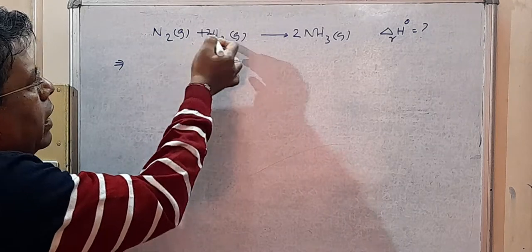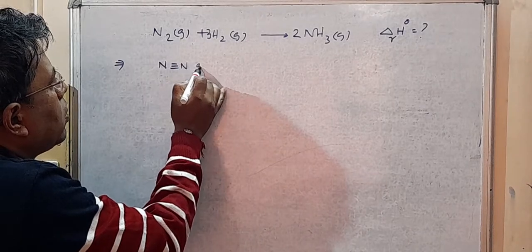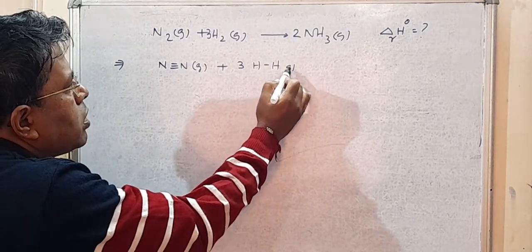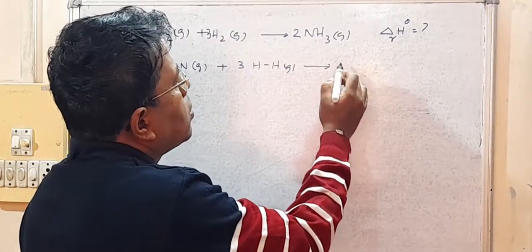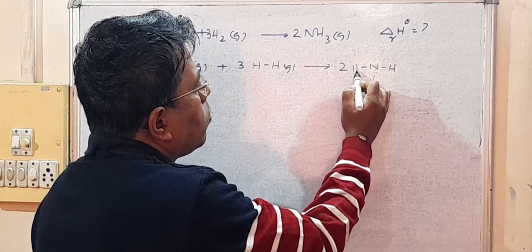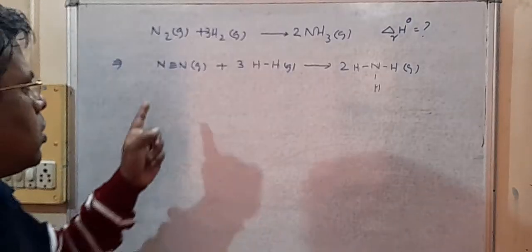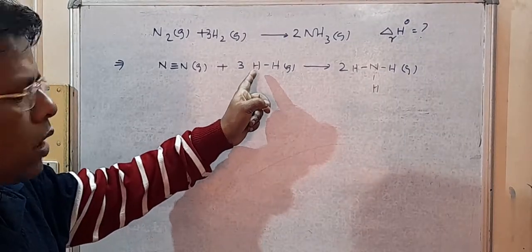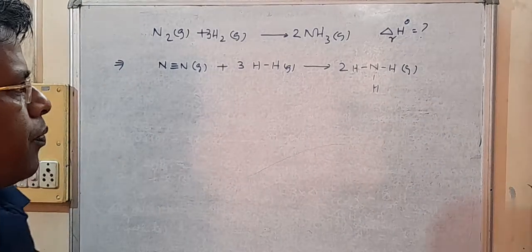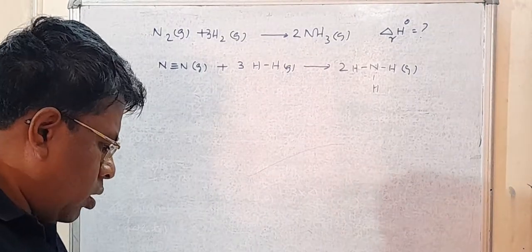We can understand if I write this equation in another form. Now, nitrogen is N triple bond N, gaseous. Hydrogen is H single bond H, gaseous. And ammonia is like this, gaseous. So we need N triple bond energy, we need H single bond energy, we need N-H single bond energy.